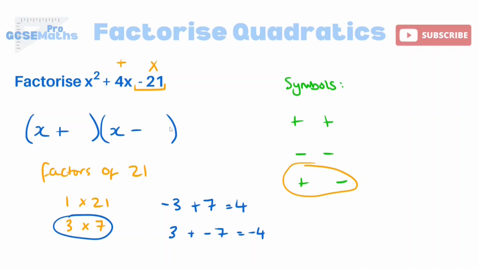So in this case, we need the 3 to be the negative and the 7 to be the positive. Effectively, the bigger number is the positive, isn't it? Because our difference is positive overall. So our answer, we've got x plus 7 times x minus 3.